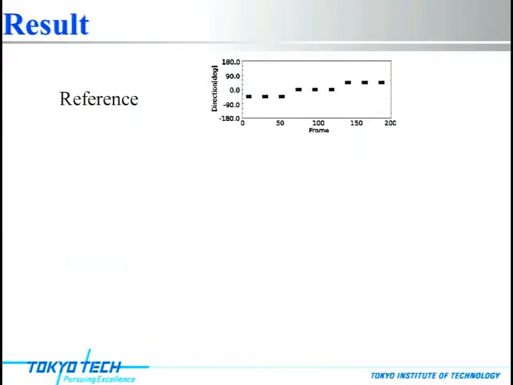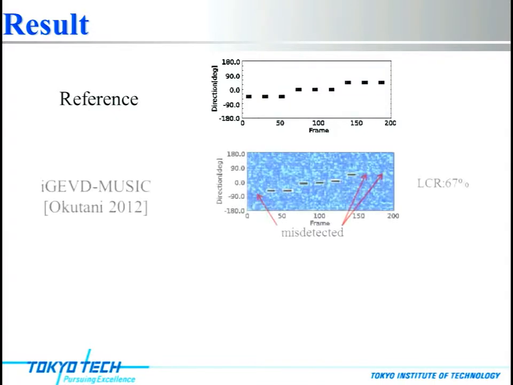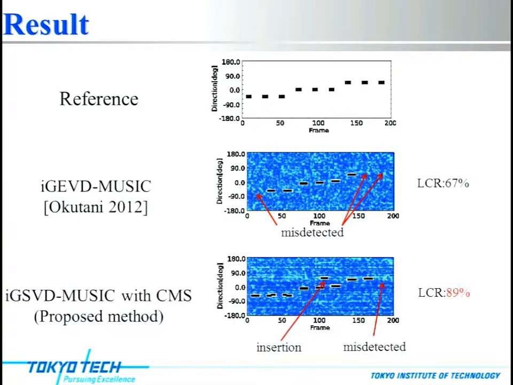The results look like this. This figure signifies the reference. These black lines are correct utterances. With IGVD, 6 utterances are correctly detected, and 3 were misdetected, shown in this figure. The proposed method drastically improved the performance of localization. In this case, the performance improved from 67 to 89%.